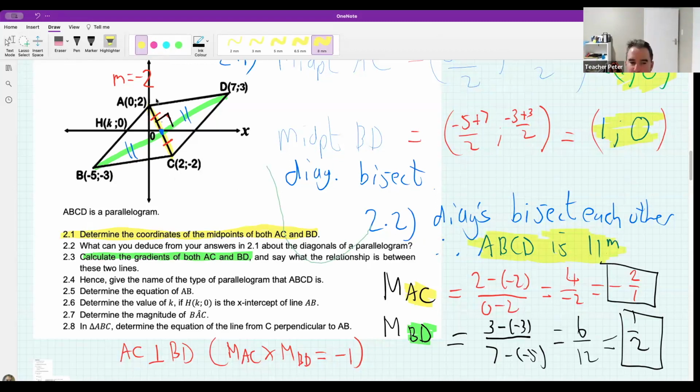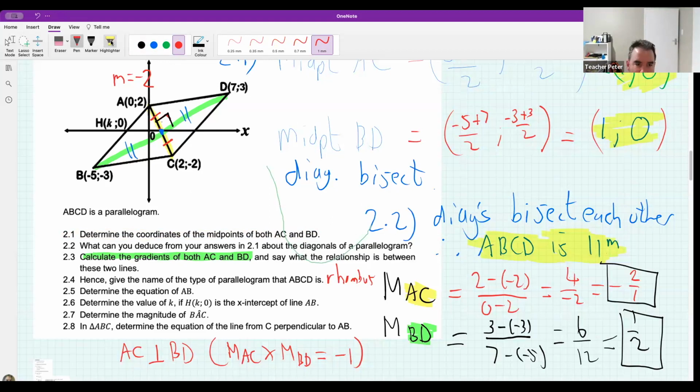So if the diagonals cut each other in half and they cut each other at 90 degrees, it's not just a normal parallelogram, it's actually going to be what we call a rhombus. So again, I will talk more about this in the next lesson, but this will be called a rhombus. If you've got diagonals that bisect each other at 90 degrees, it's called a rhombus. Talk more about that in the next lesson.